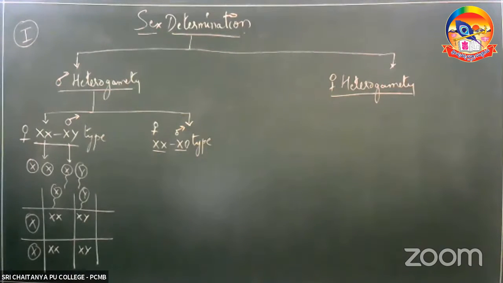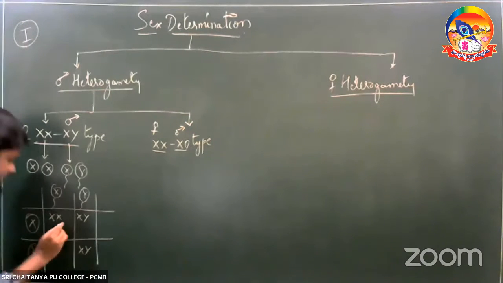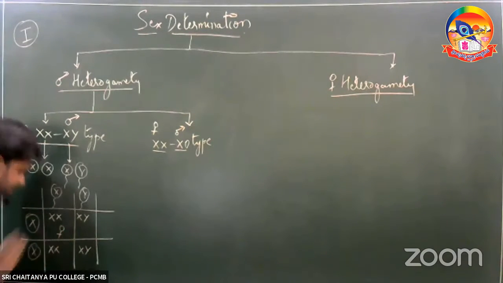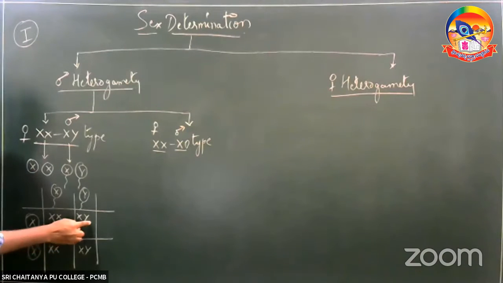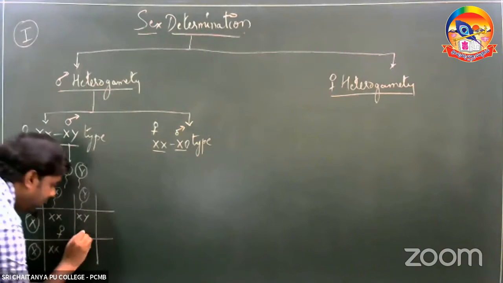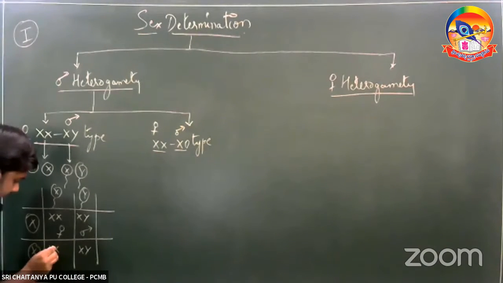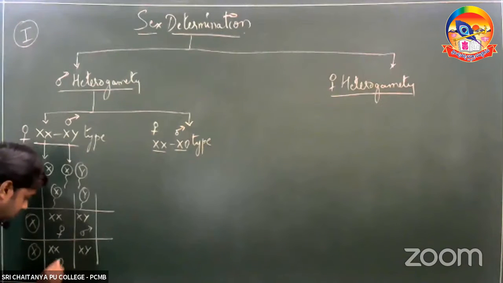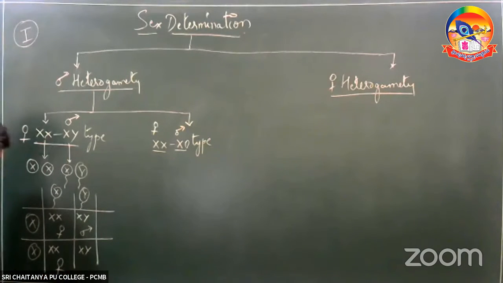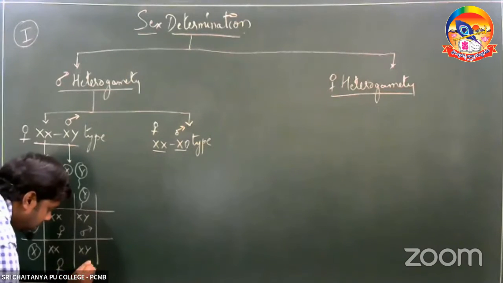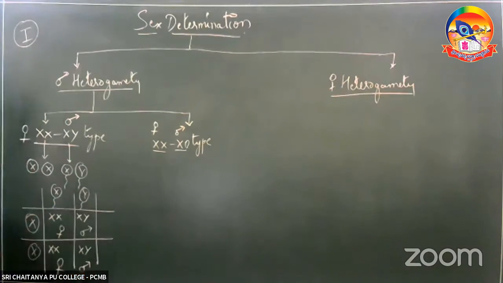Now talking about the sex of these particular organisms. Since there are two X chromosomes, this individual will be a female individual. Since there is an X and Y chromosome, the heterogametic condition is seen. The male is the one having X and Y chromosome. So here again there will be X and X, so as a result it would be a female organism. And here since there is an X and Y, this individual will be a male individual.